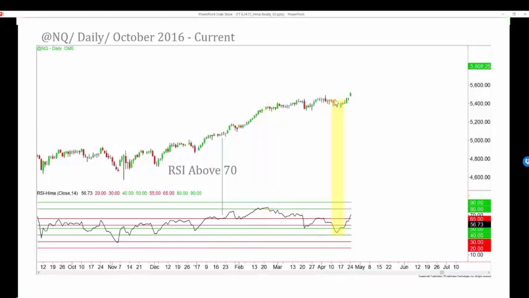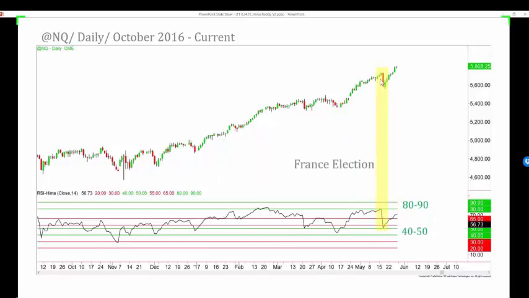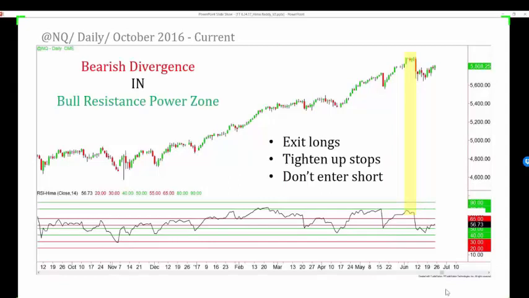All of this stuff unfolded. The RSI worked itself off and then found support again in the bull zone. And then you went higher, back to 80 to 90. And then another election happens, France. And in like the course of 5 sessions here, 5 days, you went from the bull market zone to the bull market support zone. Okay, from power resistance to power support, and then boom, back up again. Okay, and then the last one here. So we got bearish divergence and bull resistance zone. I had already told you can exit longs or tighten stops, but don't enter short.